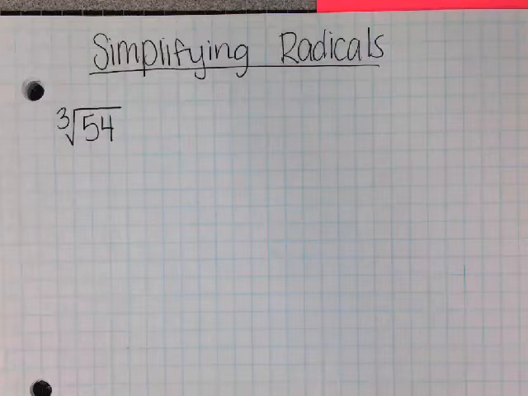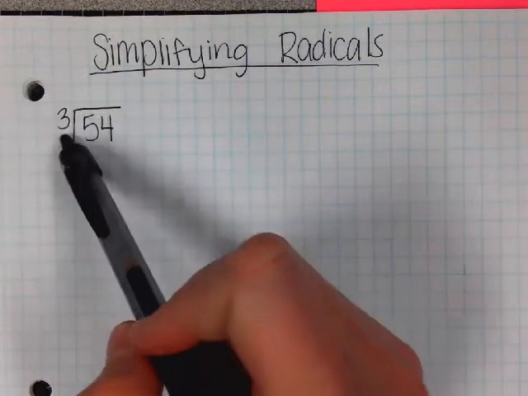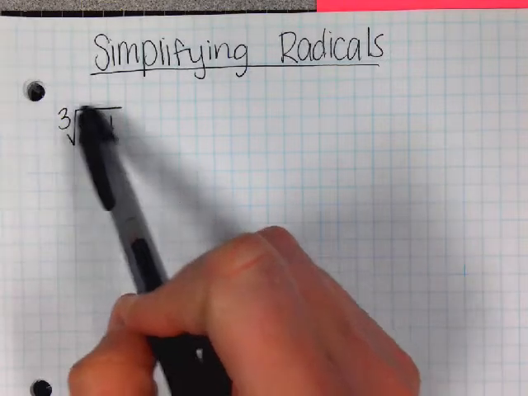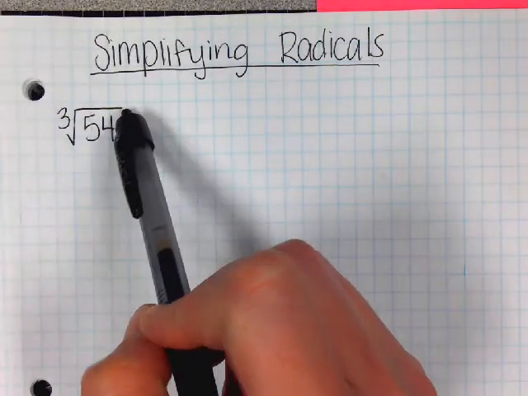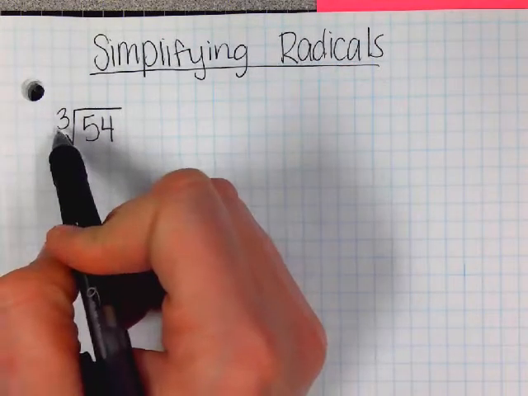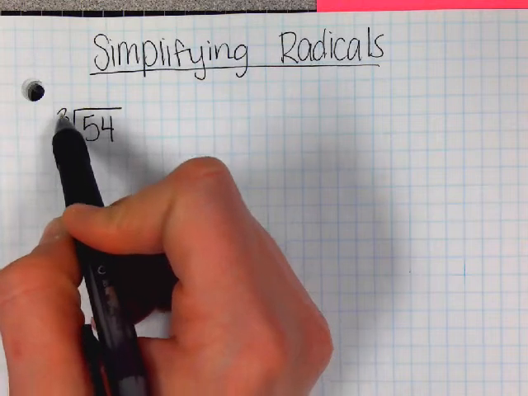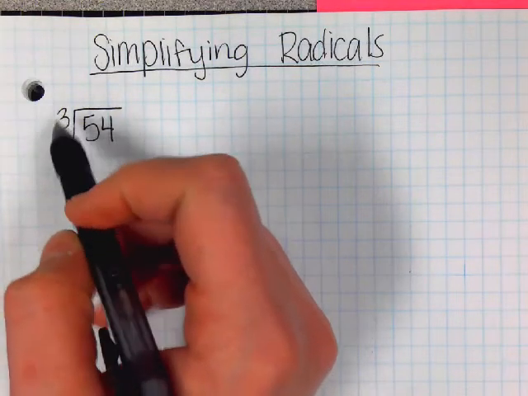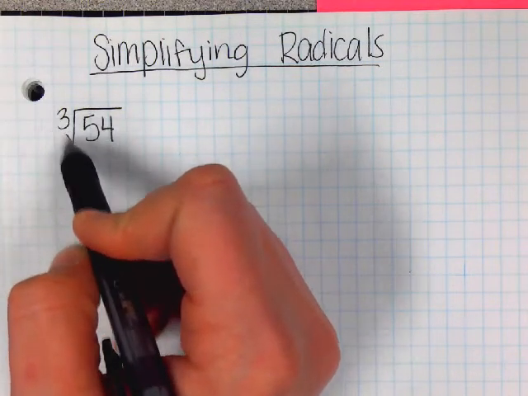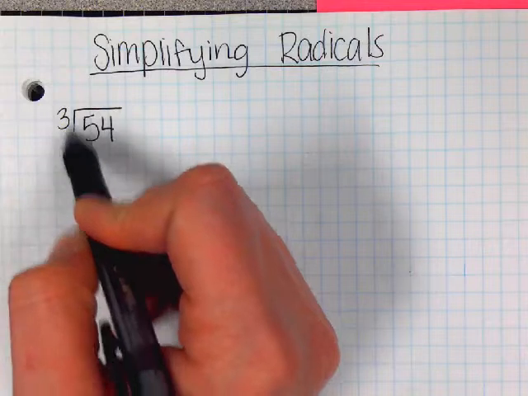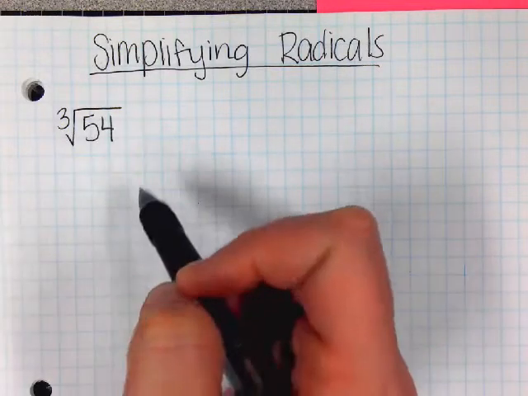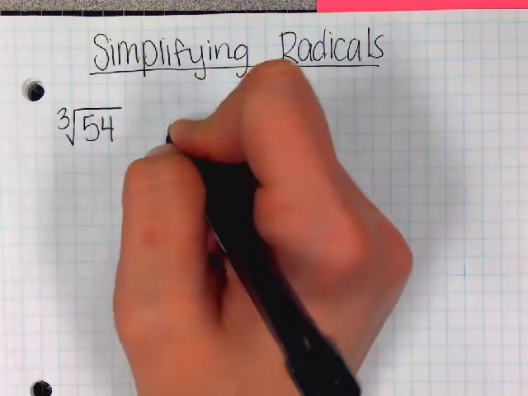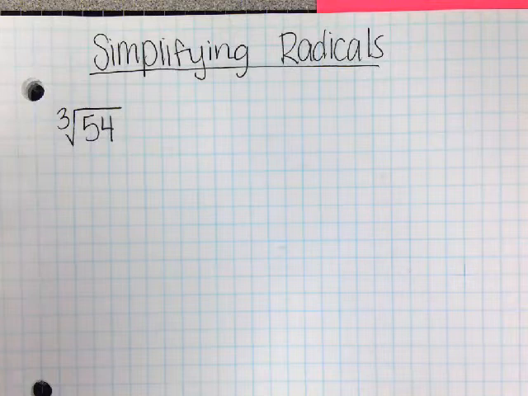So, simplifying radicals. Remember, a radical is what you are used to calling a square root. And then this number right here, I actually looked it up, is called an index number. So it's just the third root of 54. You will hear it called something different a few times.